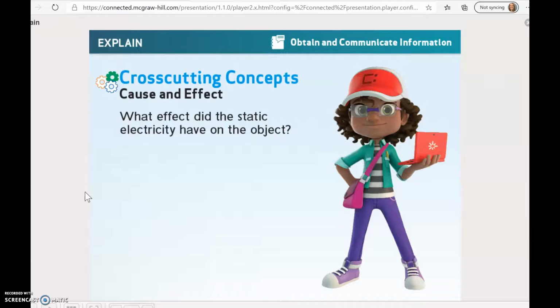So on page 59 in your Be a Scientist notebook, the one that you write in, you're going to answer this question. What effect did the static electricity have on the object? So you saw different examples in the video. Now you need to think about those examples and you need to write what effect the static electricity had on the object.